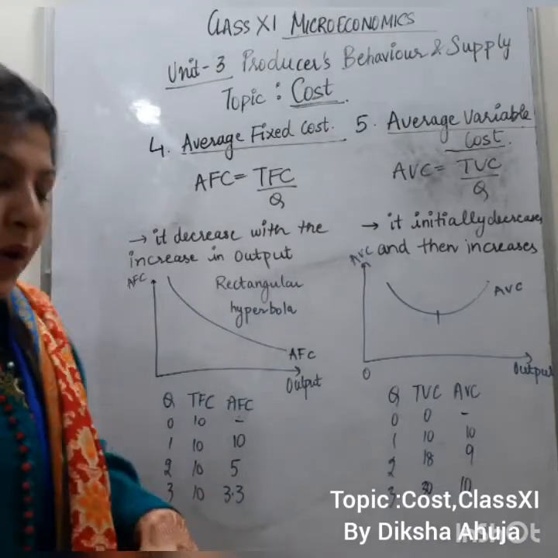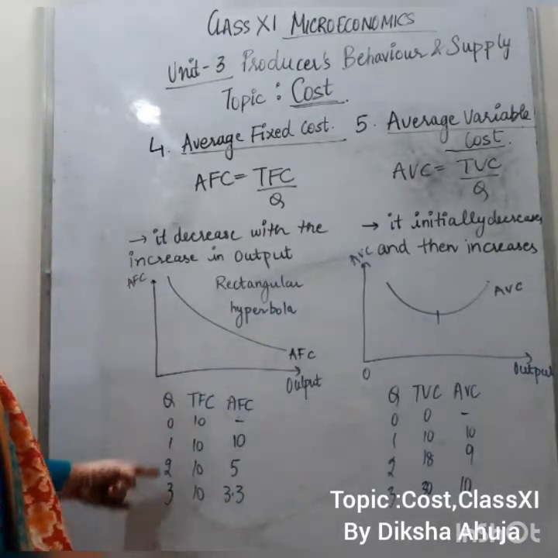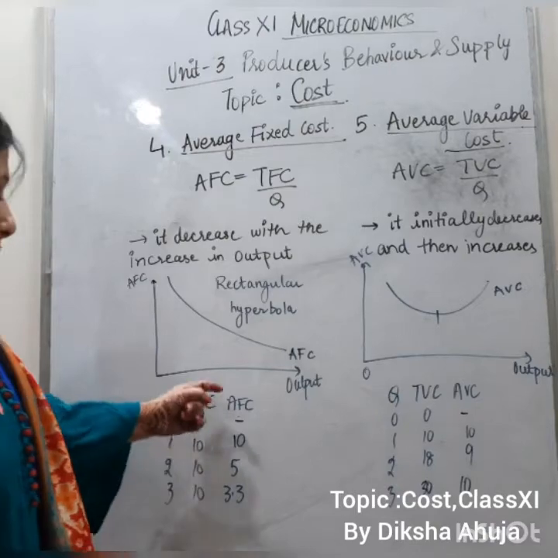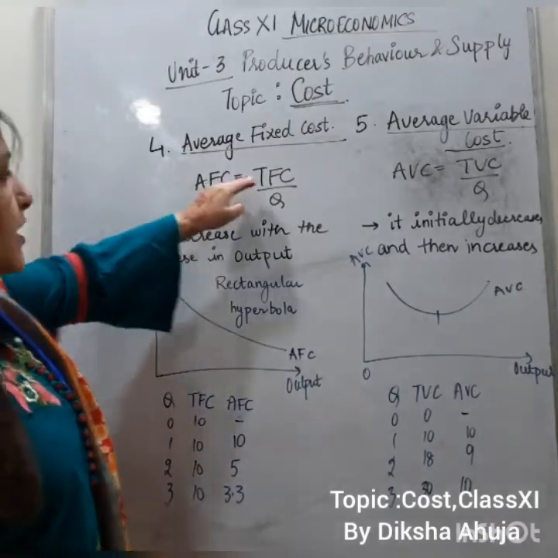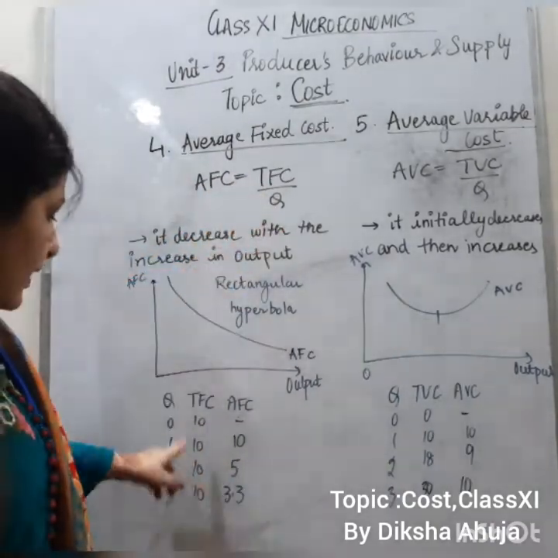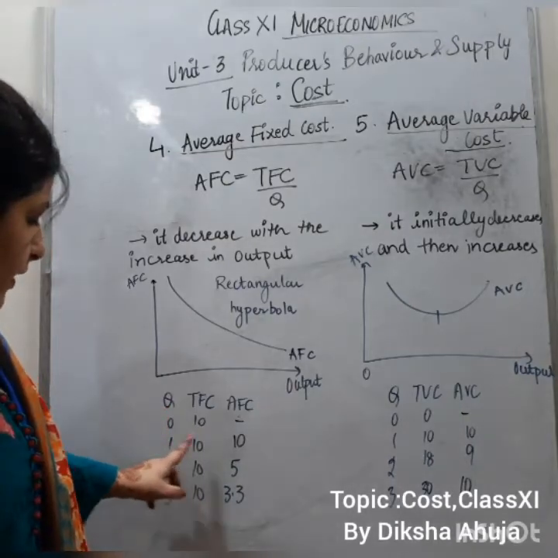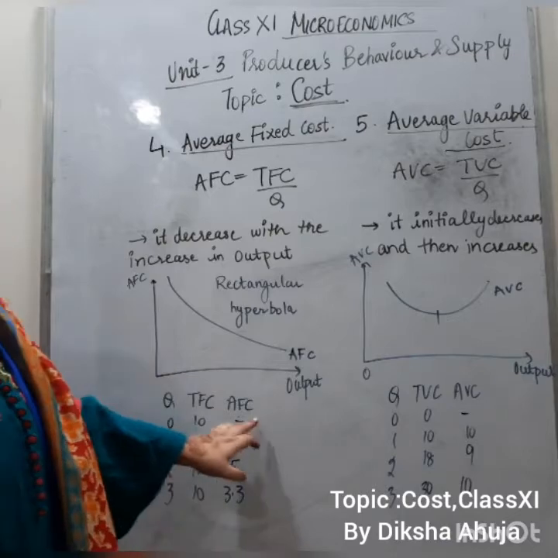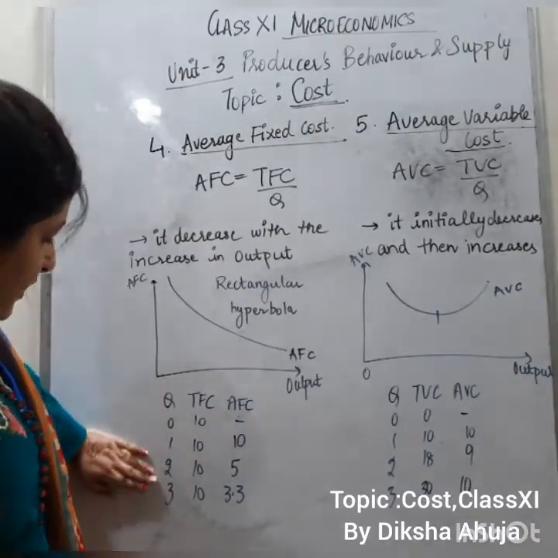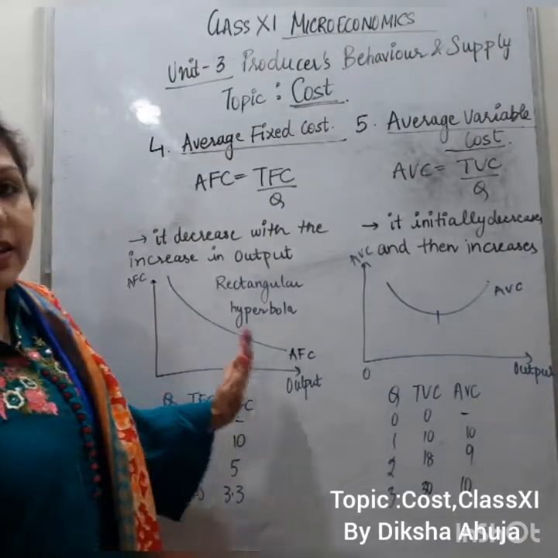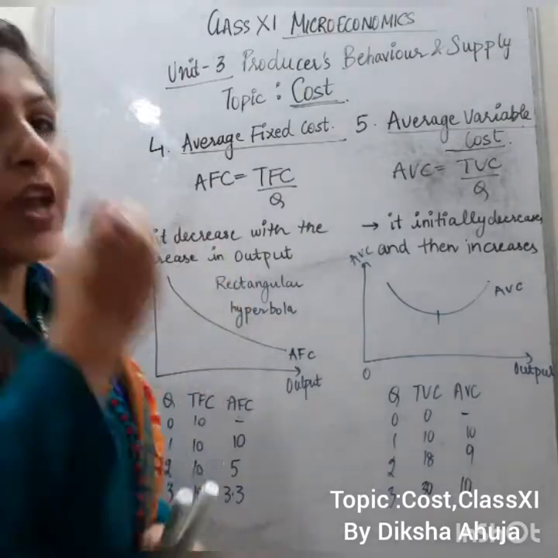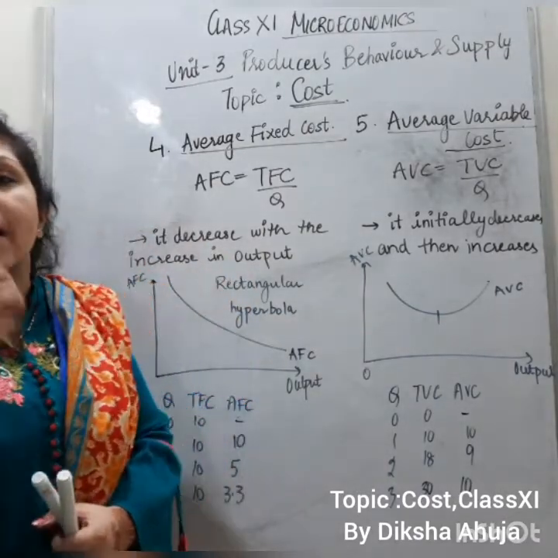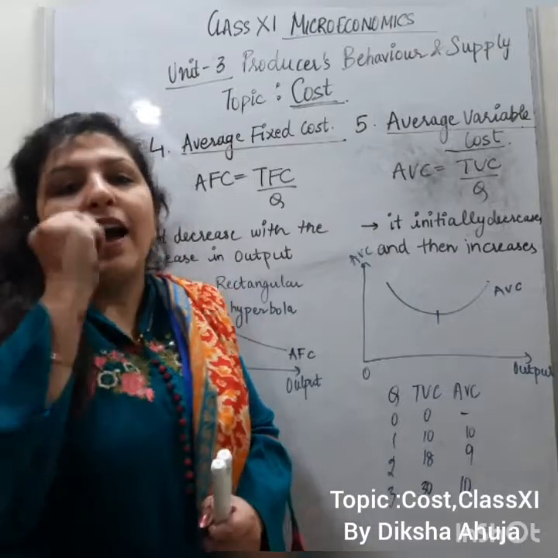increases. I can show you how as the output is increasing, total fixed cost is constant, and the formula of average fixed cost is TFC upon output. TFC upon output: 10 by 1 is 10, 10 by 2 is 5, 10 by 3 is 3.3, and 10 by 0 is not defined. So as output is increasing, average fixed cost is decreasing, right? And what is the shape of AFC curve? AFC curve is rectangular hyperbola.